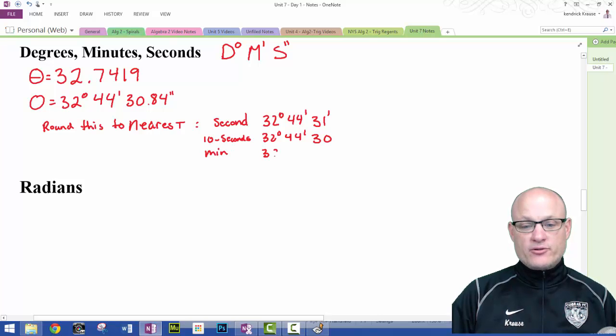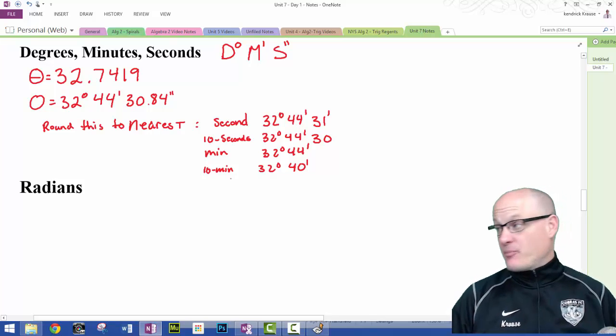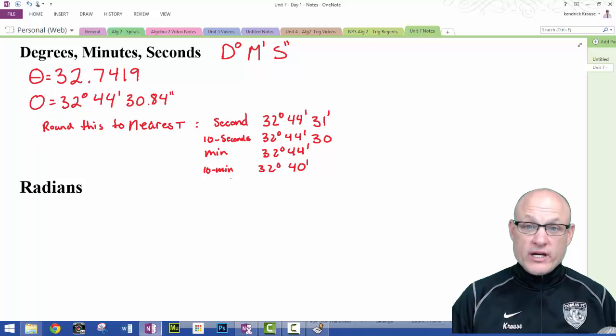That would be 32 degrees, 44 minutes. Or I could tell you to round it to the nearest 10 minutes. That would be 32 degrees. In this case, 44 rounds down to 40 minutes. Or I could tell you to round to the nearest degree. Wow. So you really have to be a reader. You have to pay attention. You got to read what it says.